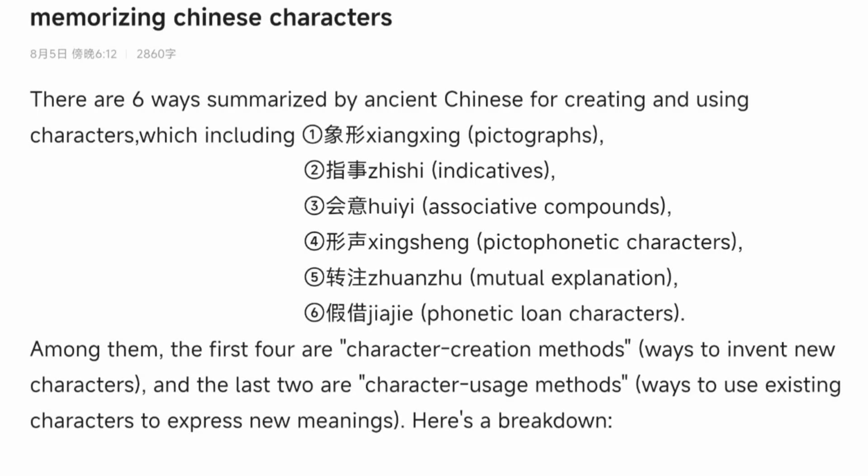So let's go. There are 6 ways summarized by ancient Chinese scholars for creating and using characters, which include 象形, pictographs, 指示, indicatives, 会意, associative compounds, 形声, pictophonetic characters, 转注, mutual explanation, 假借, phonetic loan characters. Among them, the first 4 are character creation methods, ways to invent new characters, and the last 2 are character usage methods, ways to use existing characters to express new meanings.